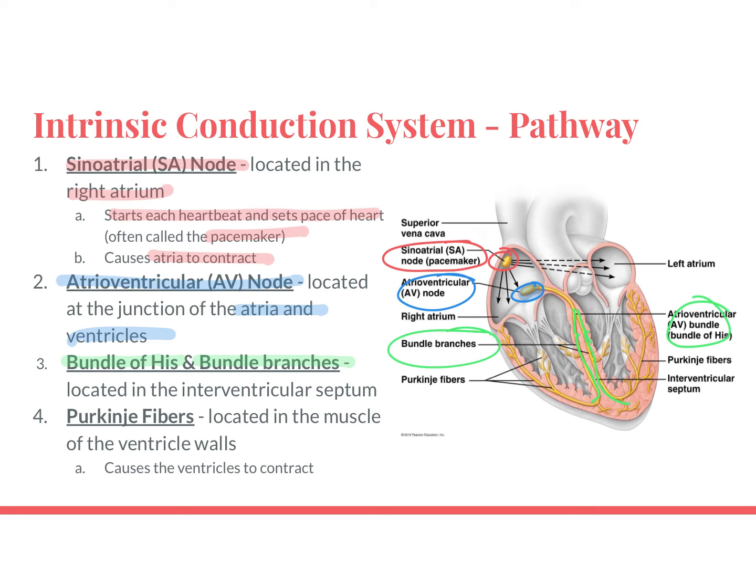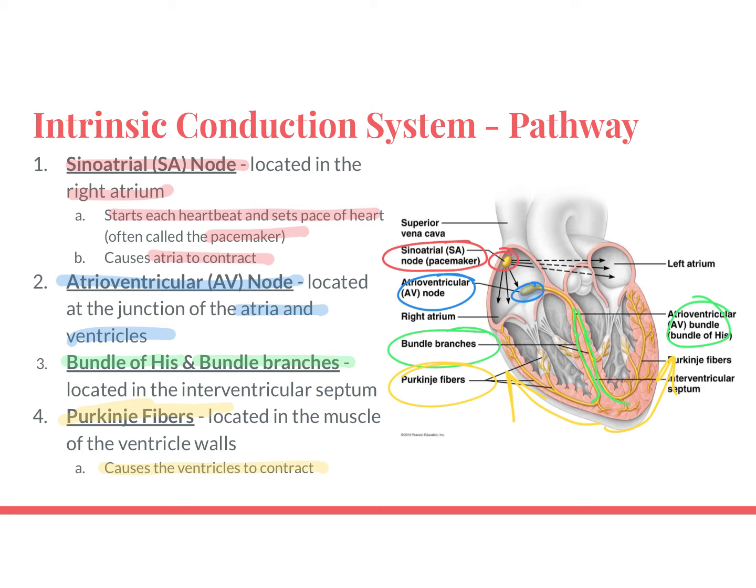Next, you have the Purkinje fibers. The Purkinje fibers are located in the myocardial walls of the heart. So here are the Purkinje fibers, and you can see that they start kind of at the apex of the heart and go up both muscular walls of the heart. And when the Purkinje fibers fire and the signal goes through them, that is when the ventricles will contract.